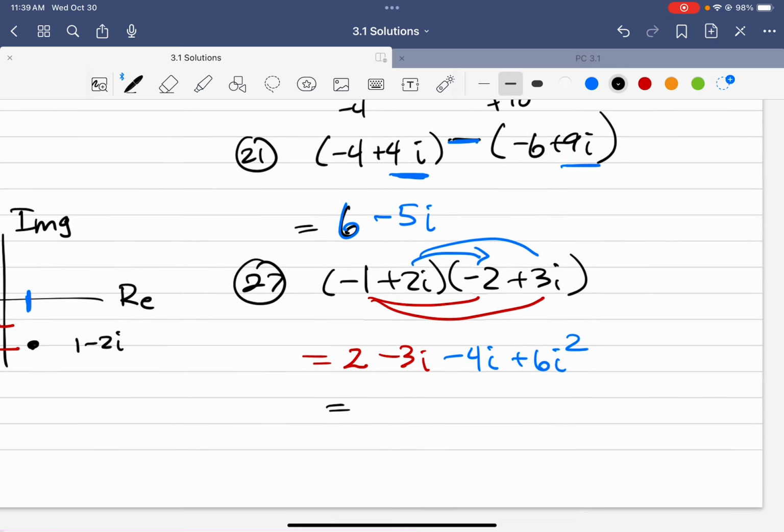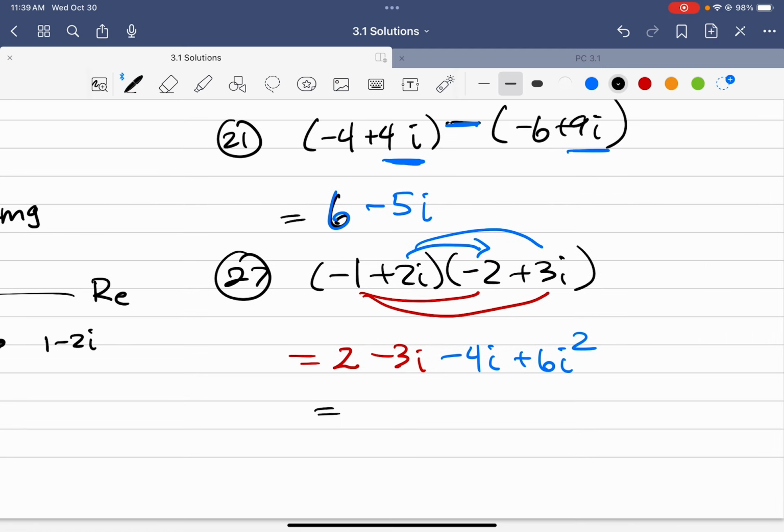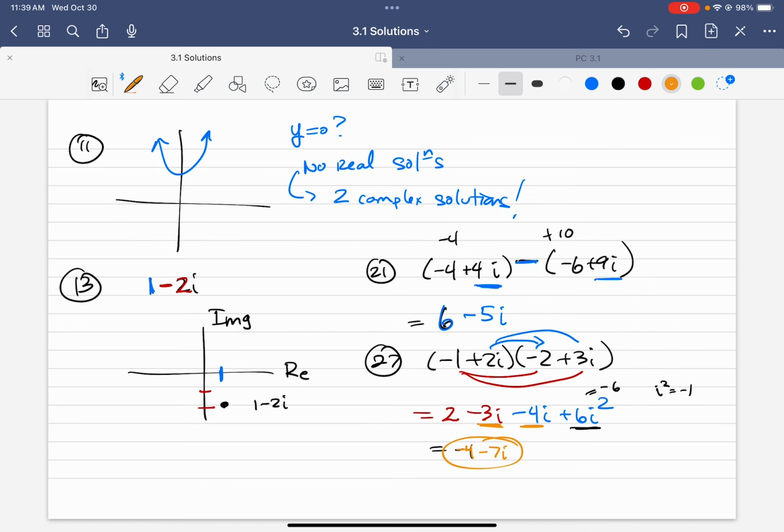So when I multiply two complex numbers, I still get a complex number, so I have to rewrite it as a complex number. Since i squared is negative 1, that means this is just negative 6. So I have 2 minus 6 is negative 4 for my real part, and then negative 3i minus 4i is minus 7i. So this would be my complex answer.